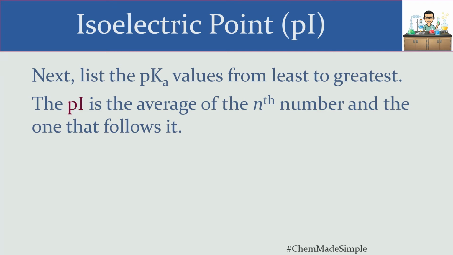So if our maximum possible charge is 5, take a look at all of your pKa values, find the 5th value, and take a look at the value that's after it, or in other words, the 6th value, and then average those two numbers to get your isoelectric point. Sounds complicated until you start doing it.